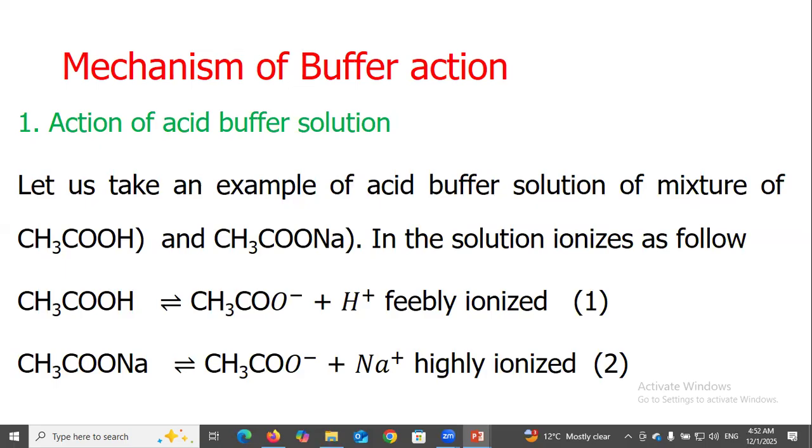Mechanism of buffer action. Action of acid buffer solution. Let us take an example of an acid buffer solution of a mixture of ethanoic acid and sodium ethanoate. In the solution, it ionizes as follows. Ethanoic acid ionizes to ethanoate ion and H plus ion, and sodium ethanoate also dissociates to ethanoate ion and sodium ion, highly ionized.